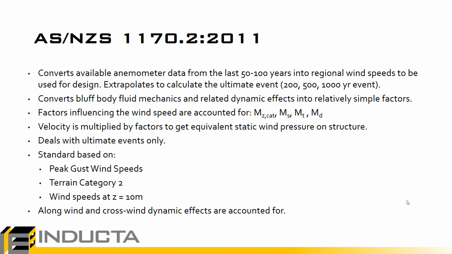So it's based on peak gust wind speeds, so that highest value from the anemograph, terrain category 2, and wind speed at z equals 10 meters height. So this basically is where the anemometers are located, and then everything is just sort of normalized to these values. And the code considers along wind and crosswind dynamic forces. So these dynamic effects are converted into equivalent static forces, which we then apply to our structure.